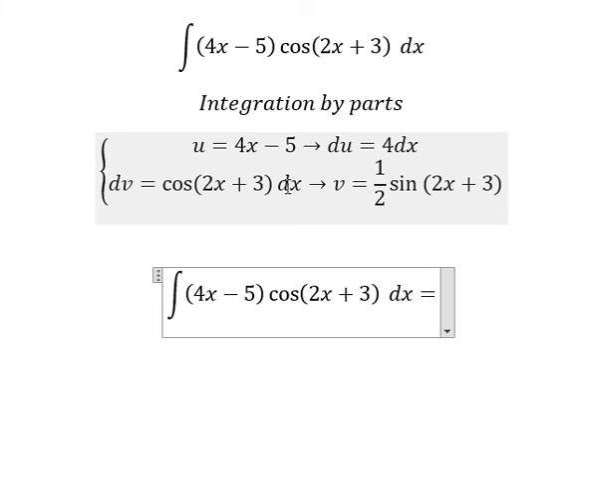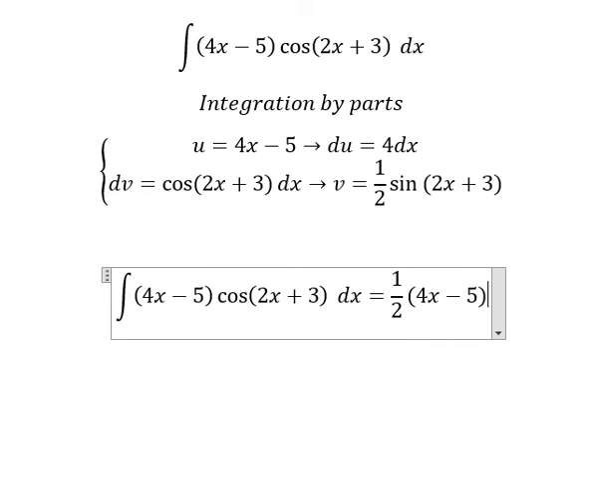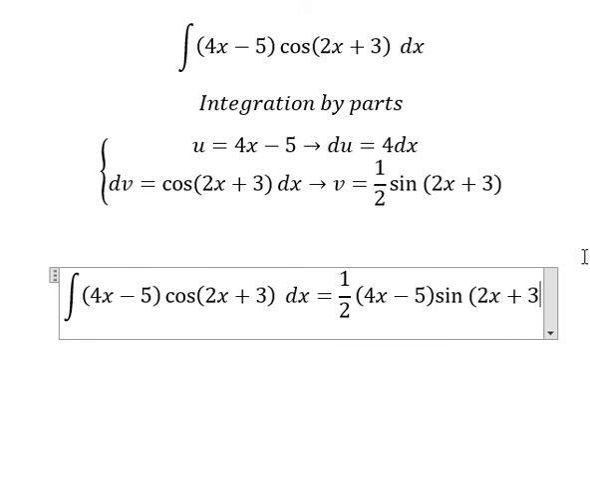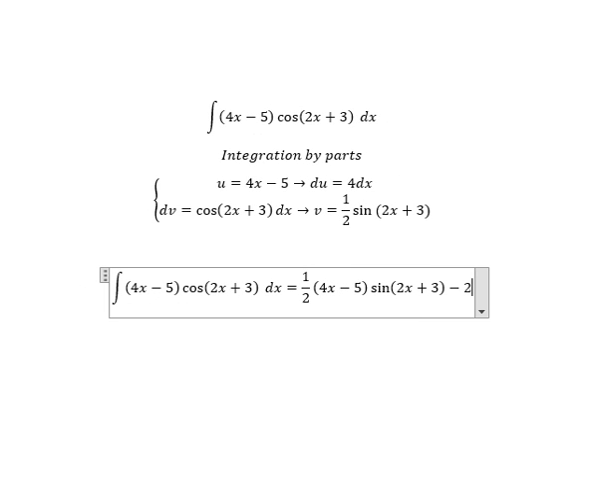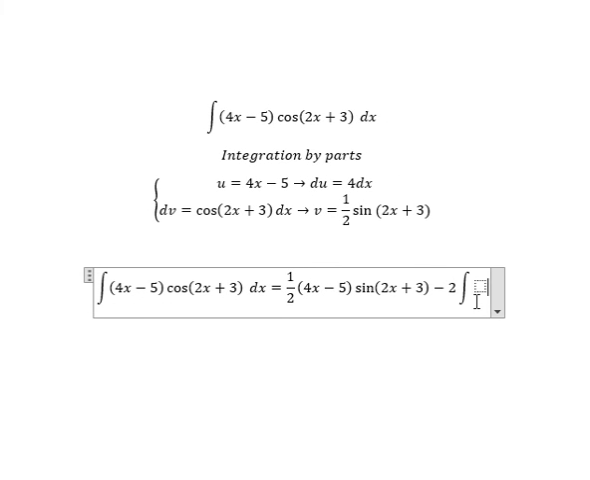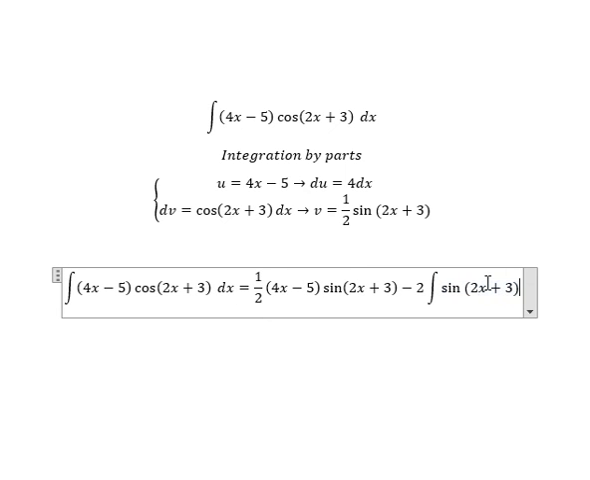So we have u multiplied by v, minus the u multiplied by v, 4 divided by 2. We have 2. So we have the integration of sine of 2x plus 3 dx.